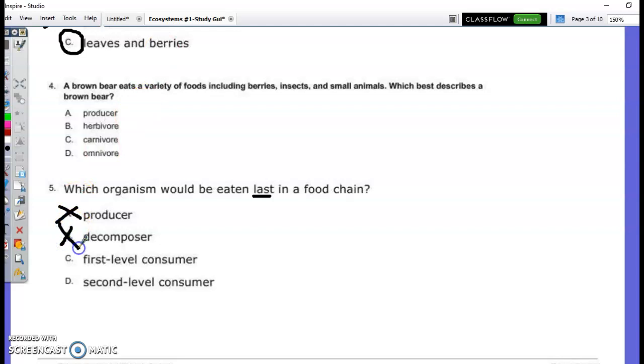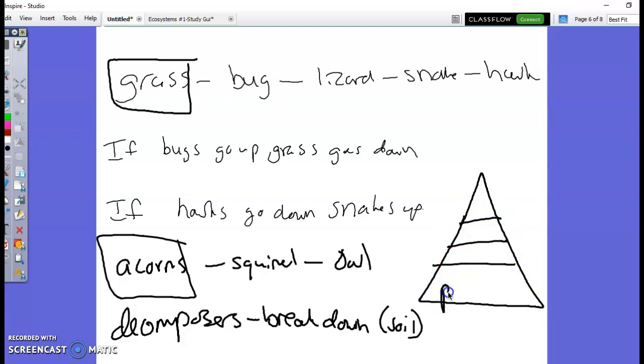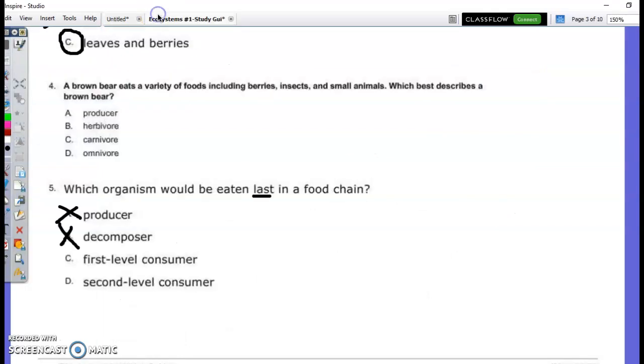So I have to ask myself this. Is it a first level consumer or a second level consumer? And then that kind of sparks something in my head. This takes me back to this. You have your producers, first level consumers, second level consumer, third level consumer, and if you get to it, your fourth or quaternary consumer. So what would be eaten last in this instance? Is it your first or your second level consumer? It's the second level consumer.